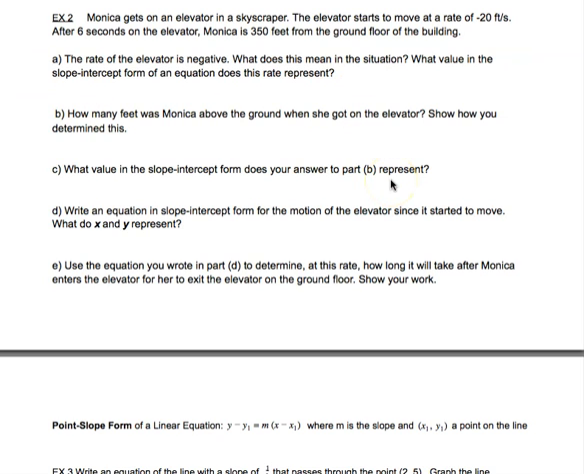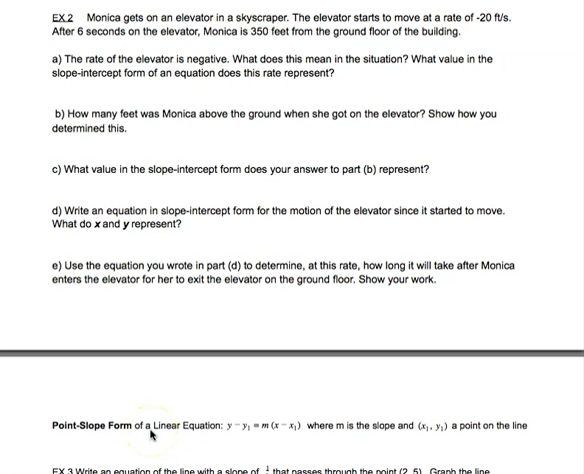All right, example 2. Monica gets on an elevator in a skyscraper. The elevator starts to move at a rate of negative 20 feet per second. After 6 seconds on the elevator, Monica is 350 feet from the ground floor of the building.